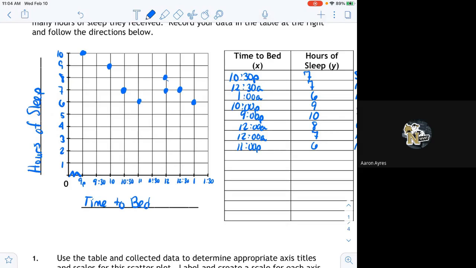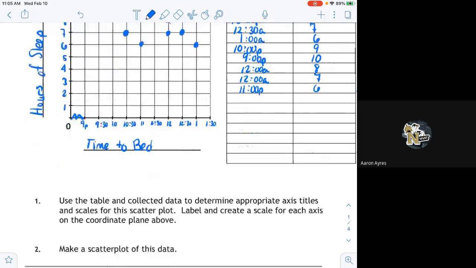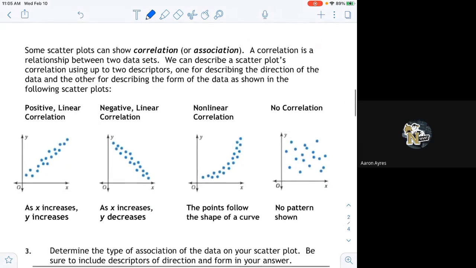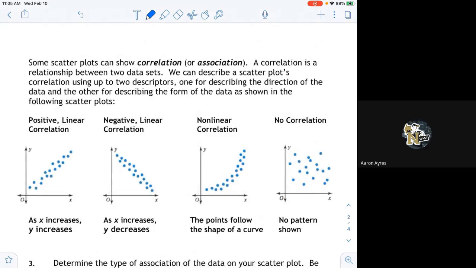Okay, so here's the thing. After we create our scatter plot, we're going to look to see if there's any correlation in the data, any association between what time somebody went to bed and how many hours of sleep they received. By doing so, we're looking for a certain kind of association in the data. We're looking for two different things here. I'm going to show you a chart and go over some of these data associations. This is on the next page of your notes, right there in plain sight for you.